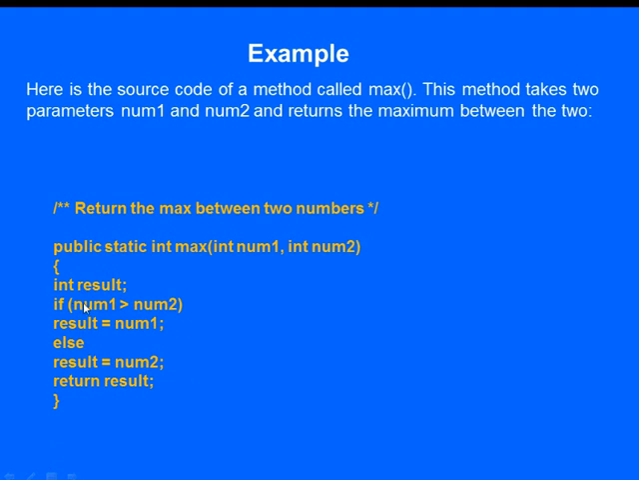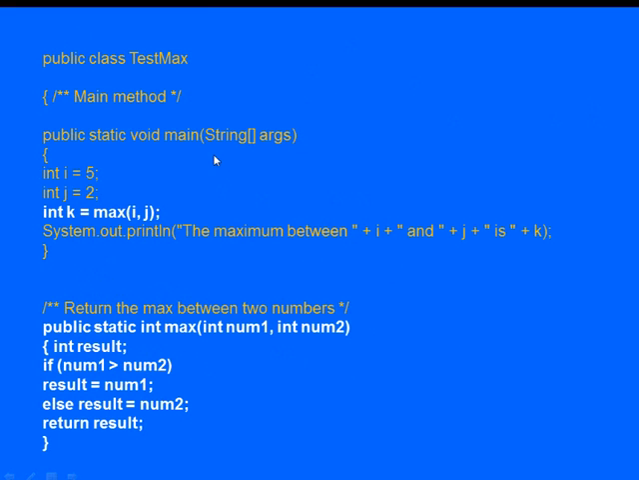Whenever this method is called, it shall return a value, and what value it will return depends upon the values of num1 and num2. If num1 is greater than num2, then the result will be num1, otherwise the result will be num2, meaning it will return the bigger number out of num1 and num2 whenever and wherever we call this max method. This is a complete example here.